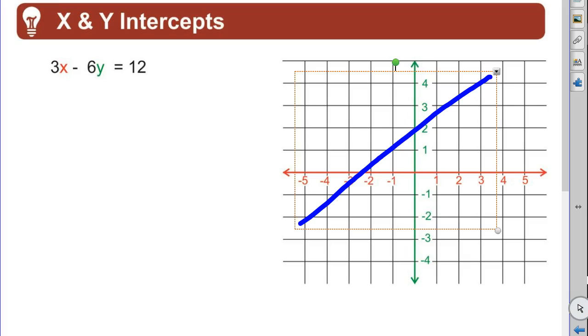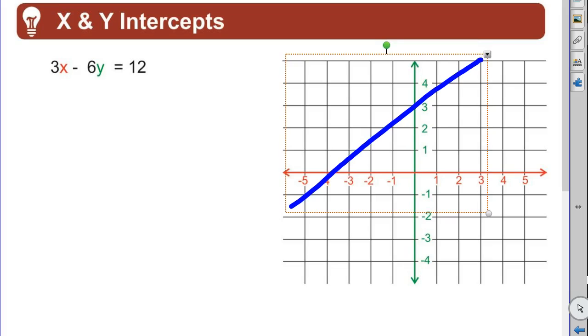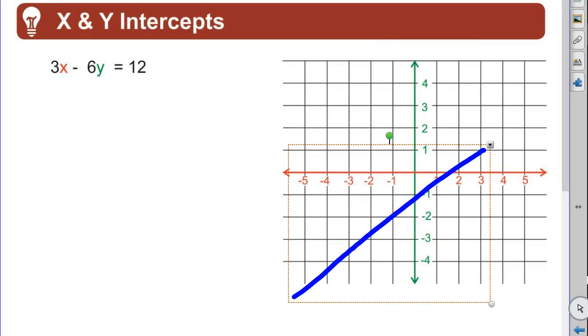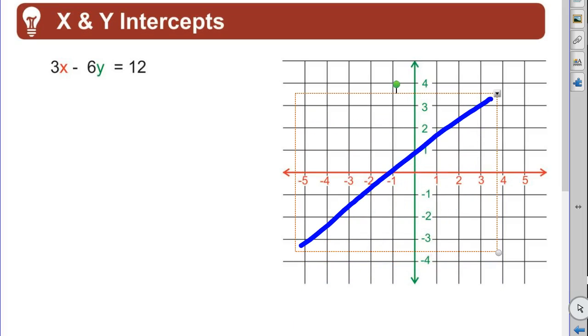Now, if the line happened to be down here, the coordinates of the y-intercept are (0, 1). If it were up here, (0, 3). If it were down here, (0, -1). Down here, (0, -3). What's common to all those? Here's the point: the x-coordinate of every y-intercept is 0.